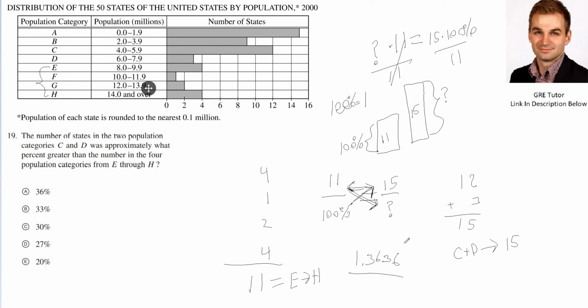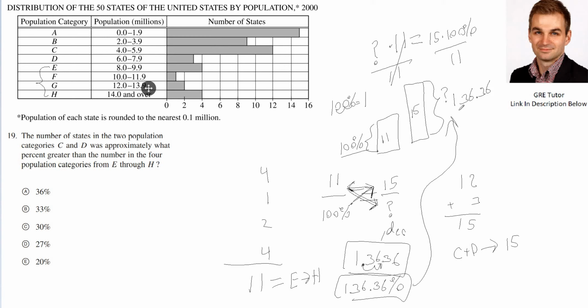Alright, so here's where we're at. Now, this is again in decimal form. So what we want to do is put this in percentage form. And the way you put a decimal into percentage form is just moving your decimal over twice. So 1.3636 turns into 136.36%. Alright, so this is the percentage of your big amount right there, 136.36. And this is the percentage of your little amount, which is 100%.